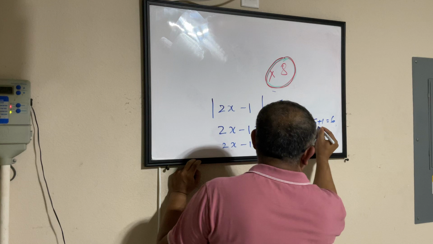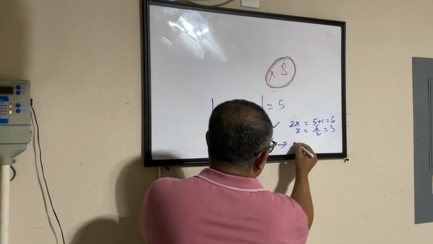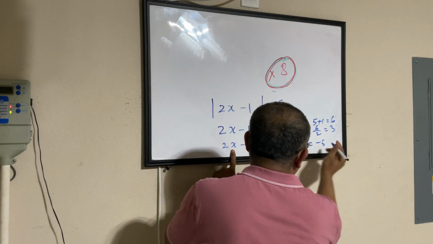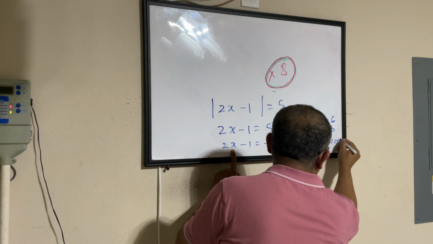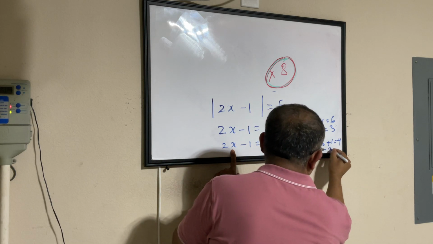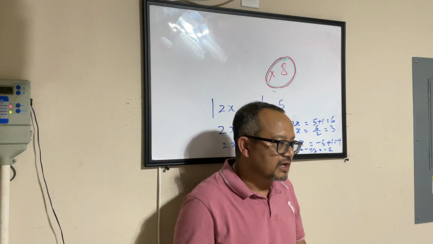So x equals 6 by 2, that is 3. And from this equation, 2x became minus 5, and this minus 1 on the other side became plus 1, that is minus 4. So x equals minus 4 by 2, that is minus 2. So all of you got minus 2 and 3 as the answer. So this is the answer.